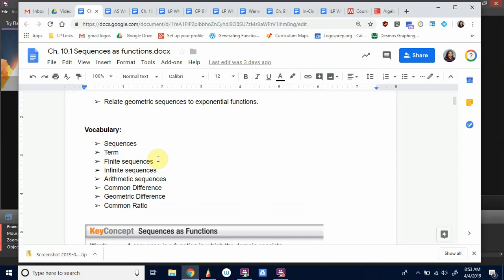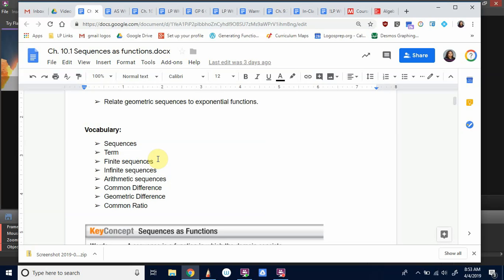What is a sequence? It's just a set of numbers in a particular order or pattern. What's a term? Each number is called a term and it has a specific position, like the first number is term 1, the second is term 2, the third is term 3, and so on.